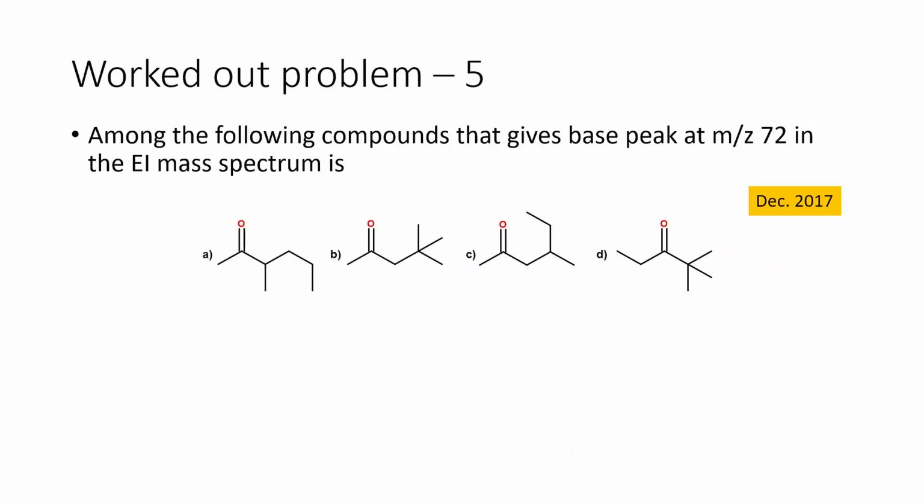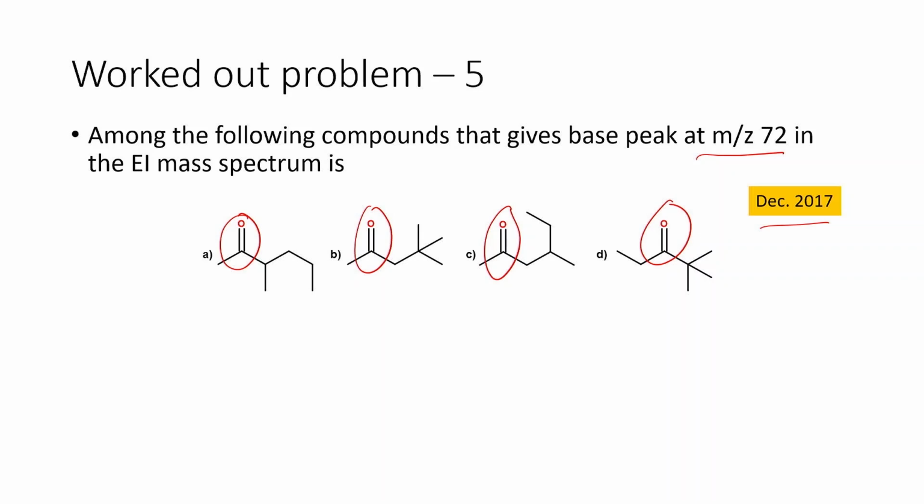So let us move on to the next problem. Among the following compounds, the one that gave a base peak at M/Z 72 in EI mass spectrum is... this question was asked in December 2017, and four options are given: A, B, C and D. All of them have a carbonyl unit.